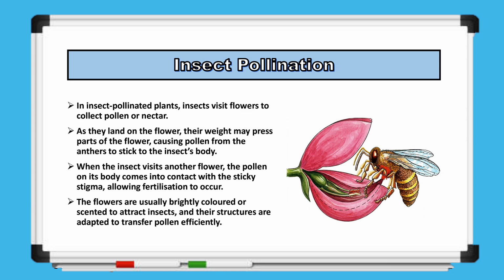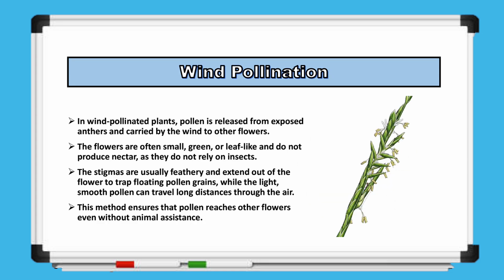In insect-pollinated plants, insects visit flowers to collect pollen or nectar. As they land on the flower, their bodies come into contact with the anthers, and pollen grains stick to them. When the insect moves to another flower, the pollen on its body touches the sticky stigma, enabling fertilization. These flowers are usually brightly colored or scented to attract insects, and their structures are specially adapted to ensure efficient transfer of pollen. And the second type is wind pollination.